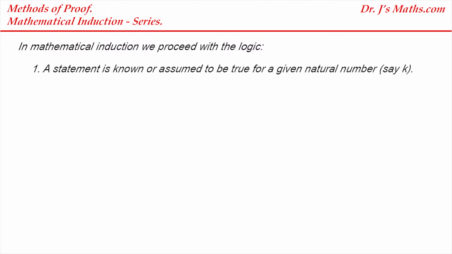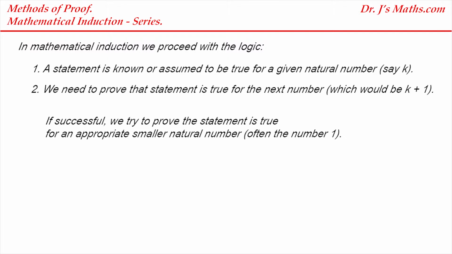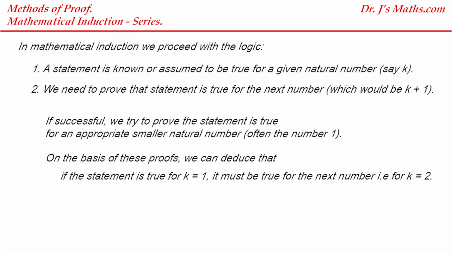First, a statement is known or assumed to be true for a given natural number, say for k. Second, we need to prove that the statement is also true for the next number, which would be k plus 1. If successful, we then try to prove that the statement is true for an appropriate smaller natural number, and often the number 1 is used for the smaller number. On the basis of these proofs, we can then deduce that if it's true for k and for k plus 1, and the statement is proved true for k equals 1, then it must be true for the next number, which is k plus 1, i.e.